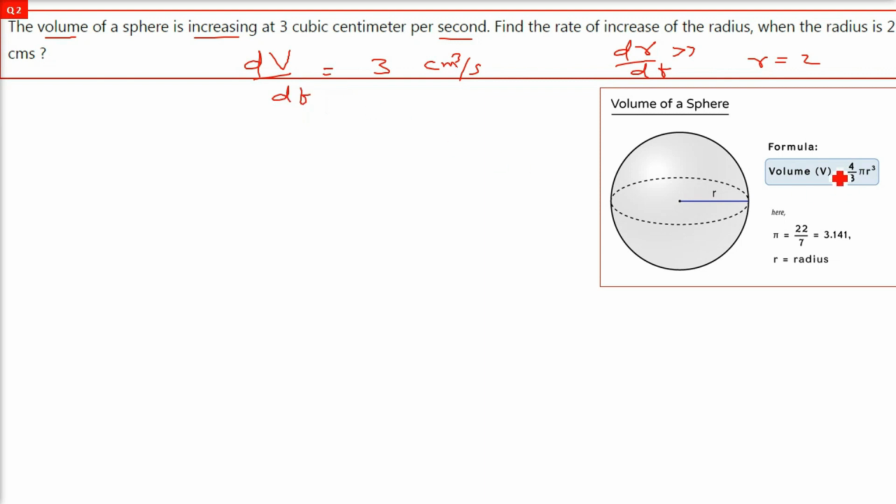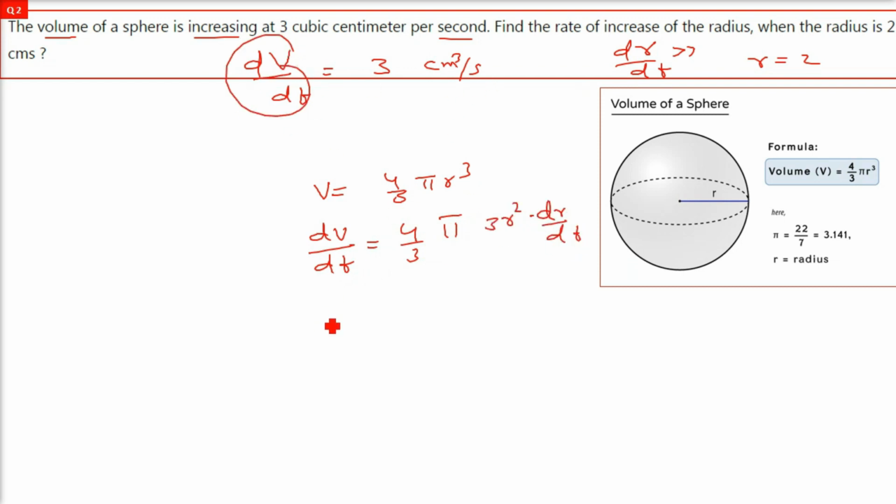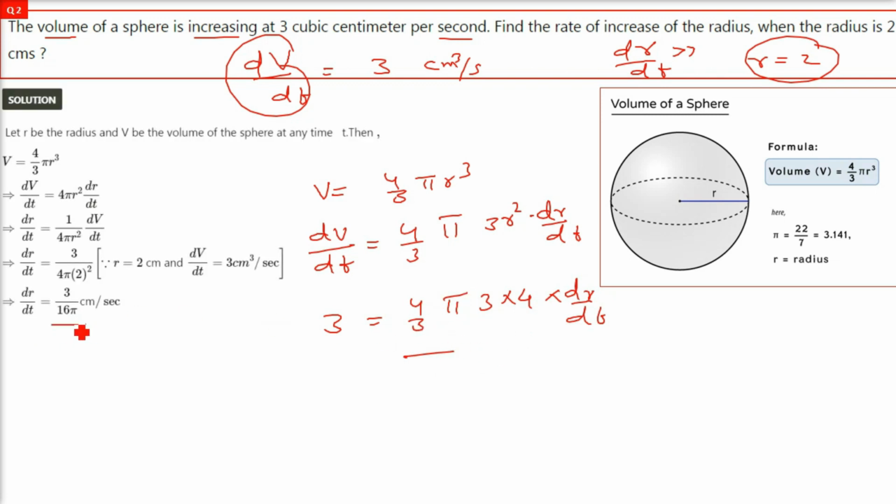So we have a volume. We know the volume of a sphere is 4 by 3 pi r cube. That is what we are going to write here. dV by dt is going to be the differentiation of this, and you know that is 4 pi r square. You can just write it directly. You have to differentiate r also, so dr by dt. 3 gets cancelled. You have dV by dt as 3, 4 by 3 pi, 3 into r square. r is 2. So that is 4 dr by dt. When you compute this, dr by dt is going to come as 3 by 16 pi centimeter per second. Since dV by dt is known, r is known, this is how you are going to compute this.